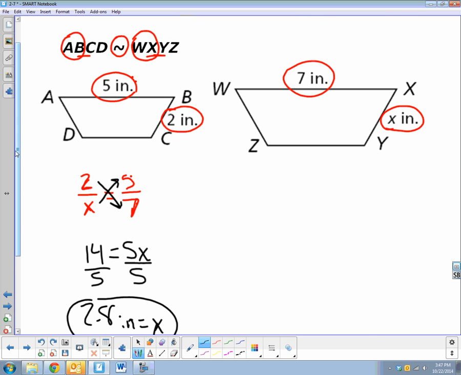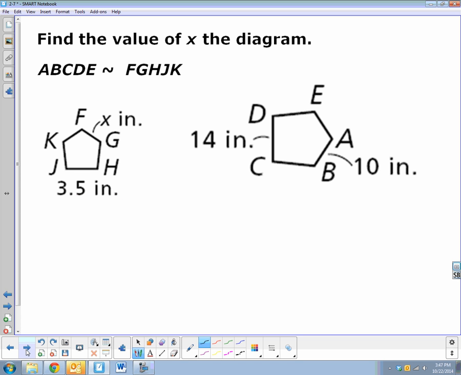And so using this similar figure idea that the sides are proportional allows us to figure out exactly how long x is by setting up these proportions. Give this one a try on your own. All right, I'm going to assume that you paused it. I'm going to assume that you tried it on your own. And so we're going to set this one up.